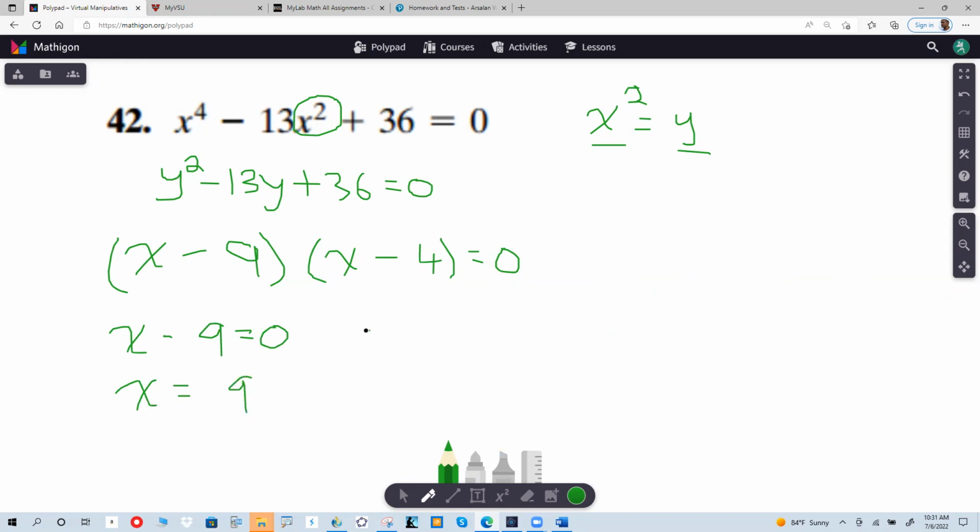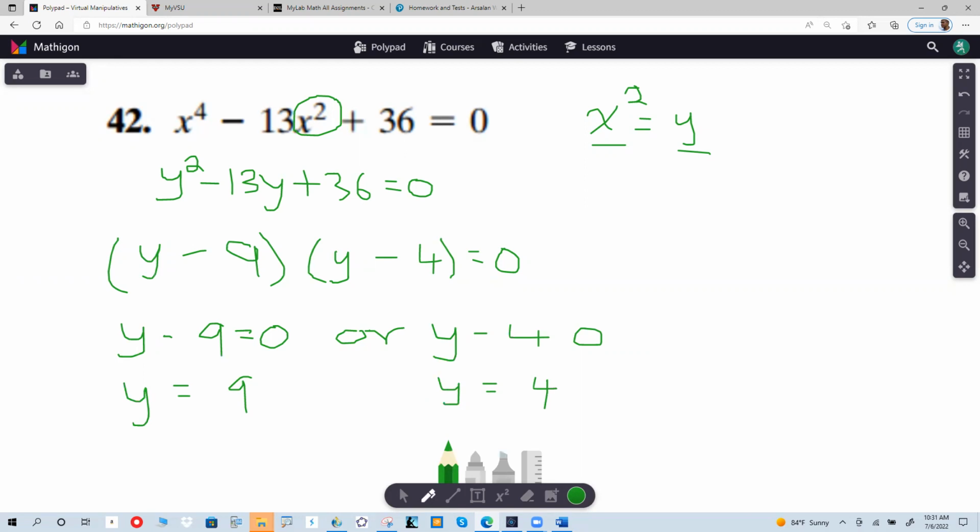Or x minus 4 equal to 0, or x is equal to 4. Now, guys, I made a tiny error, but I'll fix it in a second. This is y. We are working with y. It doesn't matter, but it does matter because x is already being used here. I don't want you to confuse. So this is all about y.